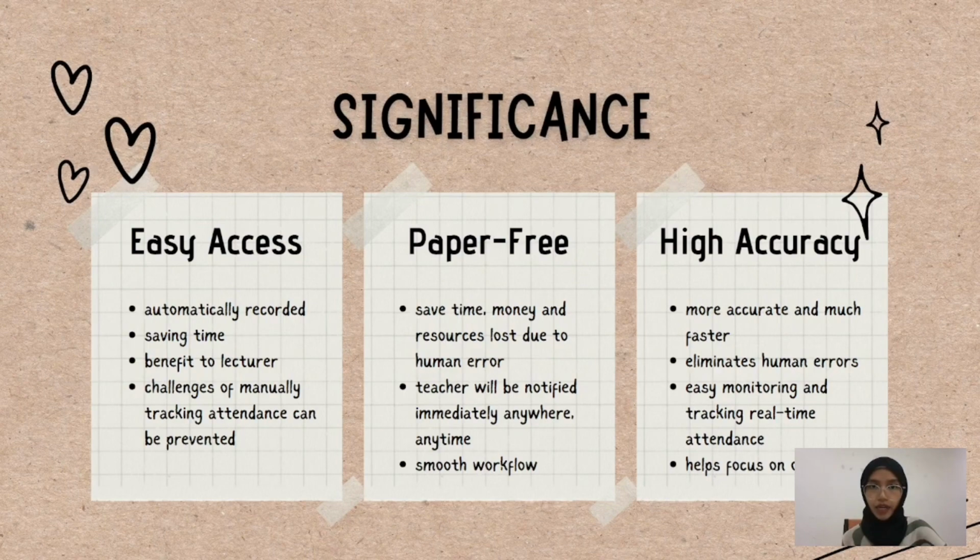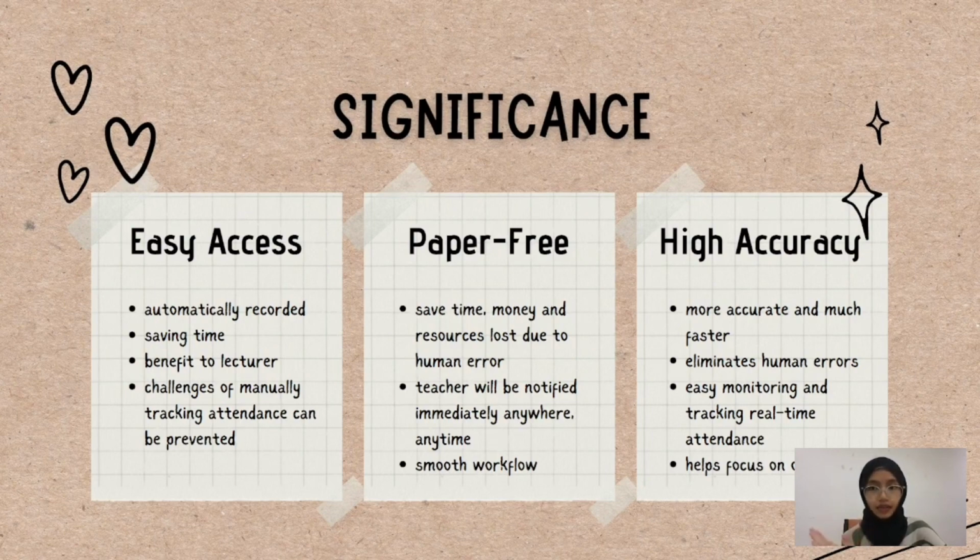Next, it is paper-free. It saves time, money, and resources lost due to human error. Teachers will also be notified immediately anywhere and anytime. A smooth flow is guaranteed by an online attendance management system for universities. Whenever a student is absent, the system immediately notifies and informs their parents. Therefore, unlike the conventional procedure, the university does not need to contact or inform parents. A platform can be used by the university to manage student information, teacher shifts, and class timetable.